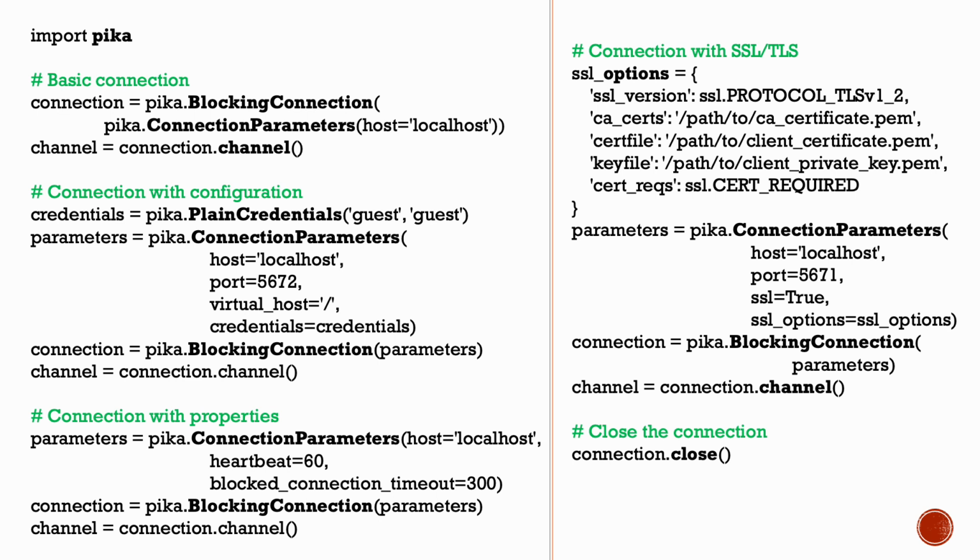Connection with SSL/TLS configures the connection to use SSL/TLS for secure communication with the RabbitMQ broker. SSL options such as version, certificate paths, and certificate requirements are provided. Finally, the code closes the connection when it's no longer needed. This example showcases how connections can be created and customized according to your requirements in Python using the Pika library.